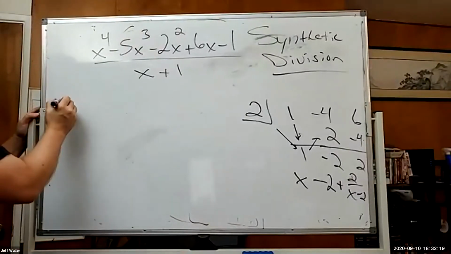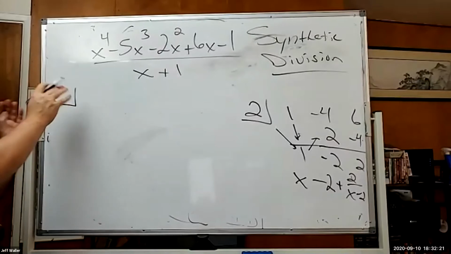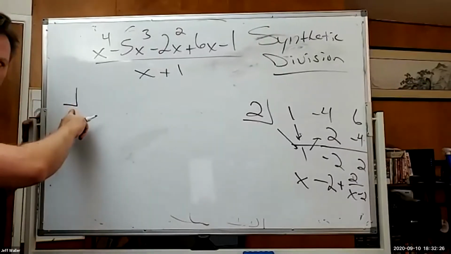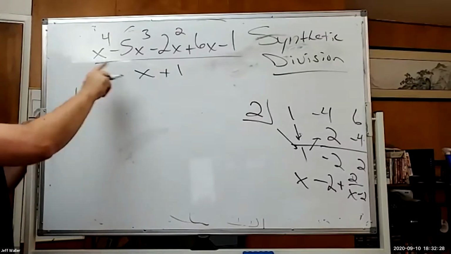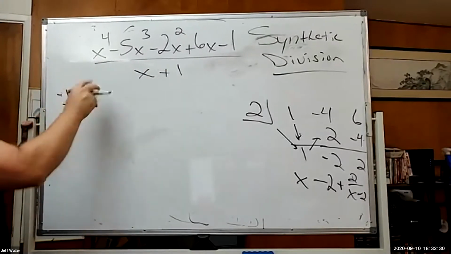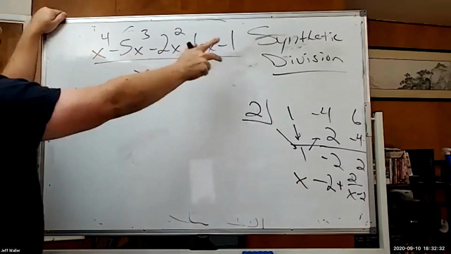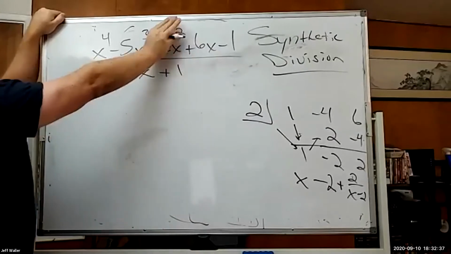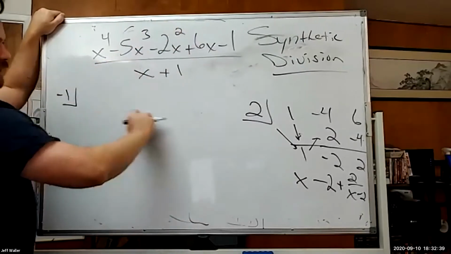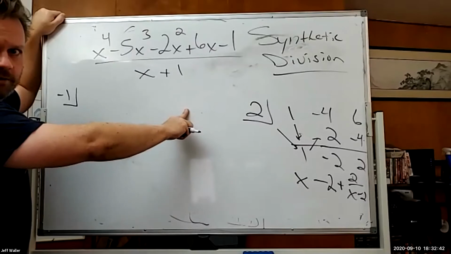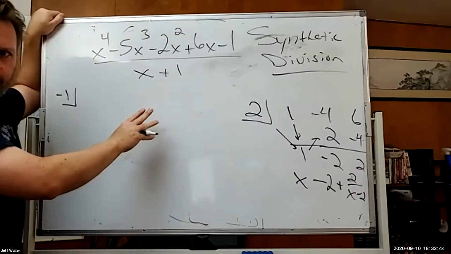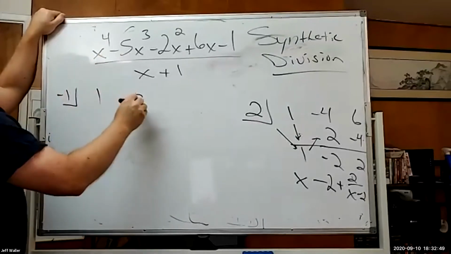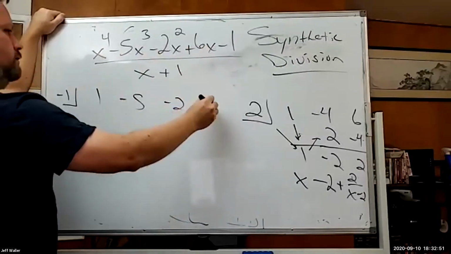So what's going to go in? I don't really watch a lot of hockey, but I like to call this the penalty box. What's going to go in the penalty box here? -1. I love it. And then of course I'm just going to put now. If I was missing a term, do I just skip it here? You put 0 there. I love it. Okay. So now I've got 1, -5, -2, 6, -1.